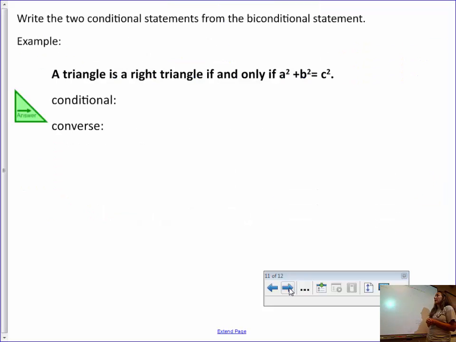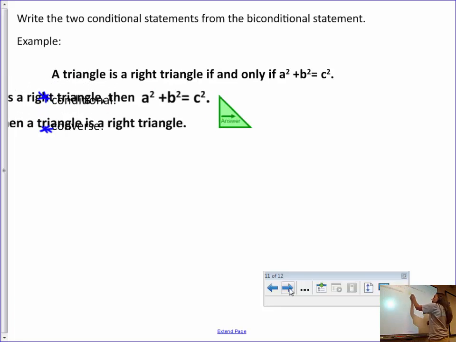Last example of the day gives you a biconditional statement, but it wants you to write the two conditional statements from it. So when they ask you that, that means can you split it up and go backwards and write the conditional and the converse. So a triangle is a right triangle if and only if a squared plus b squared equals c squared. Go ahead and pause and see if you can write the conditional and the converse from this biconditional.